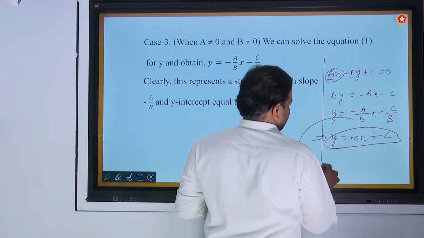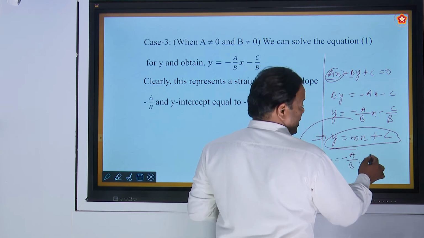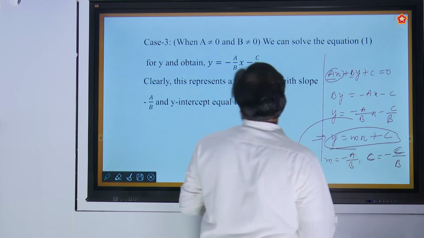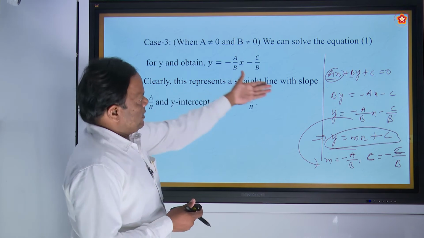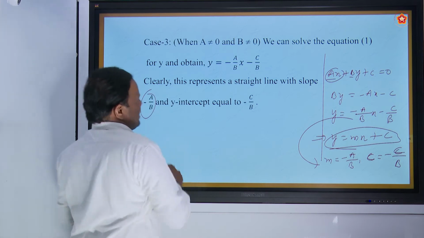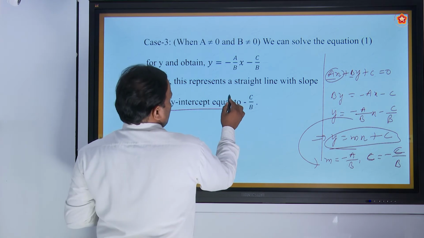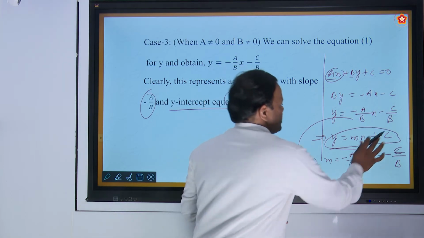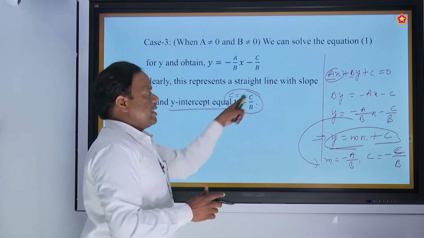Clearly, here the slope is m equal to minus a by b, and the y intercept is denoted by c. Small c is nothing but capital C divided by b. So clearly this represents a straight line with a slope. We obtain y equal to minus a by b x minus c by b. So the straight line has slope minus a by b, and the y intercept is small c. We know that the y intercept is small c in the theorem. So small c equals capital C divided by b, which means the y intercept is minus c by b.